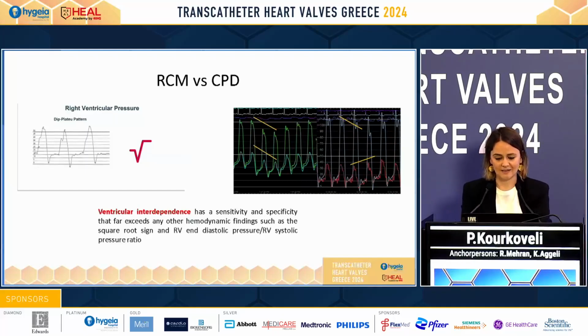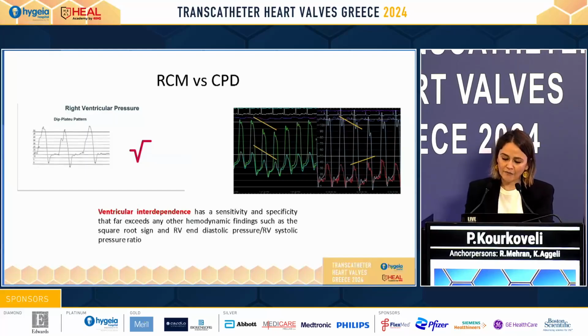The square root sign waveform, I believed that it was sensitive, but it's not so sensitive and specific for the differentiation. However, the relationship between the RV and the LV during inspiration, during the respiratory cycle, is very important, and this is what we call ventricular interdependence.